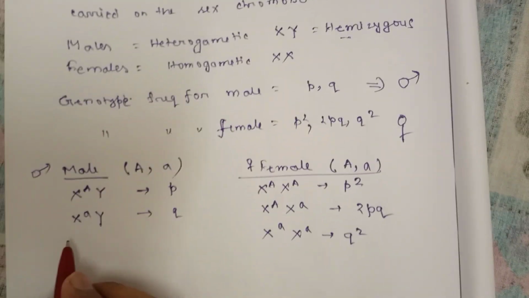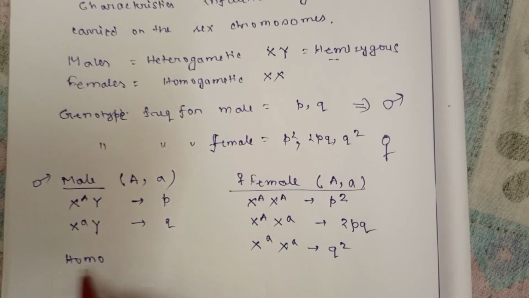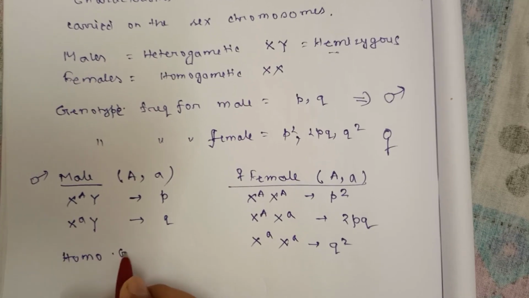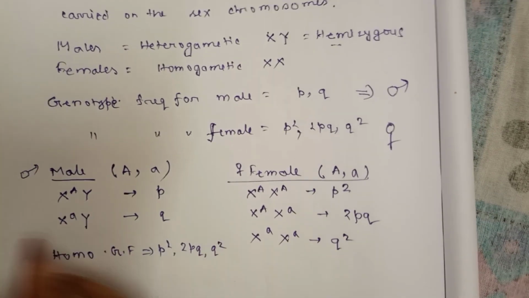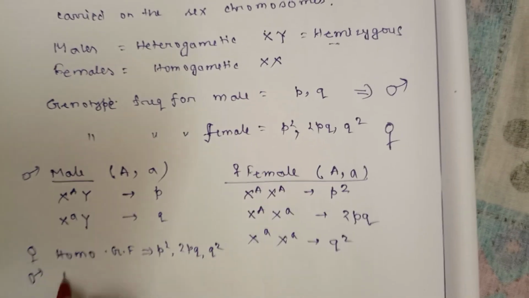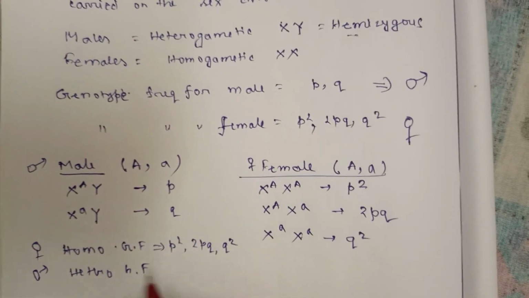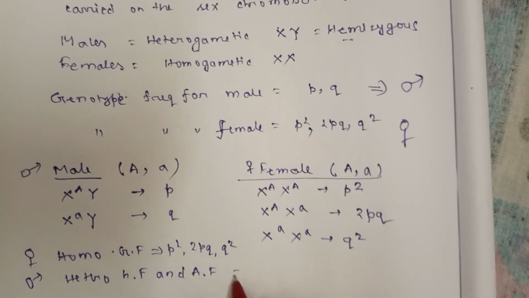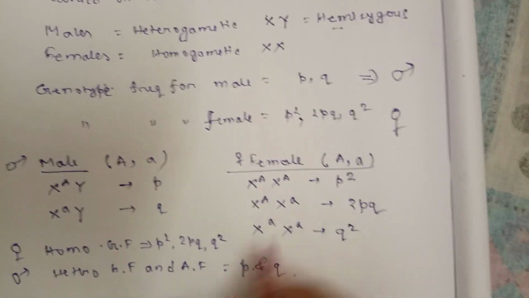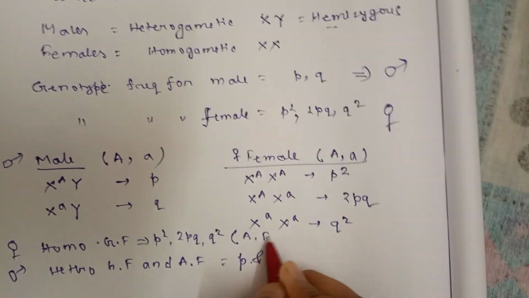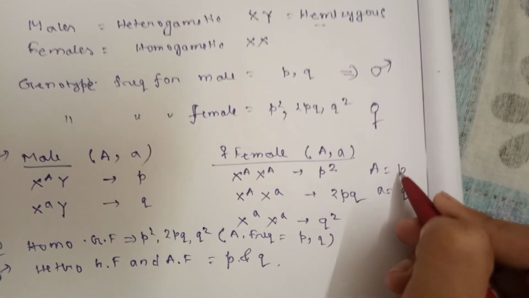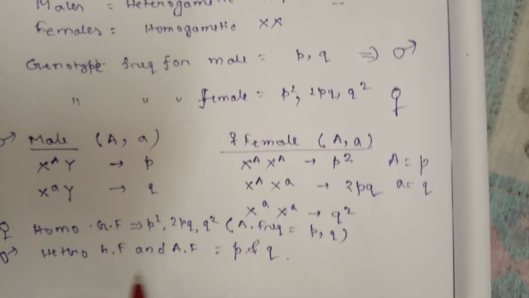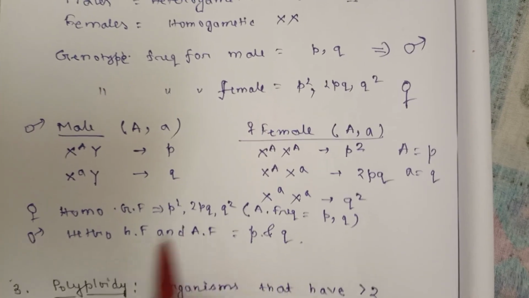So remember the thing. For homogametic, as in human female, the genotypic frequency will be P square, 2PQ and Q square. And for heterogametic, as in human male, the genotypic frequency and the allelic frequency both are P and Q. Whereas in homogametic, the allelic frequency will be P and Q. Here A equal to P and small a is Q, that is the frequency. Here also the allelic frequency is same, but the genotypic frequency for the homozygotic is different and heterozygotic is different.